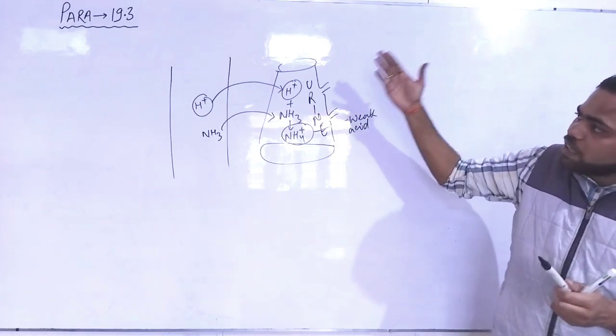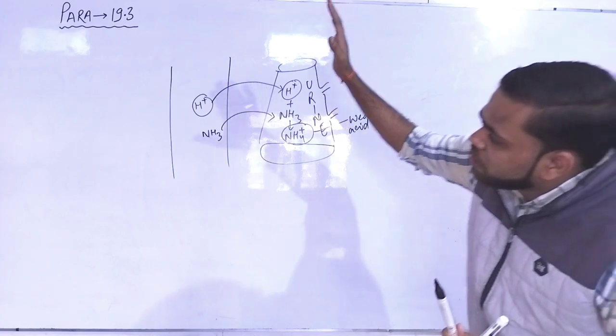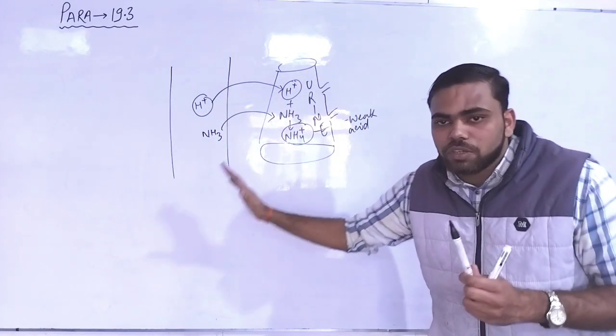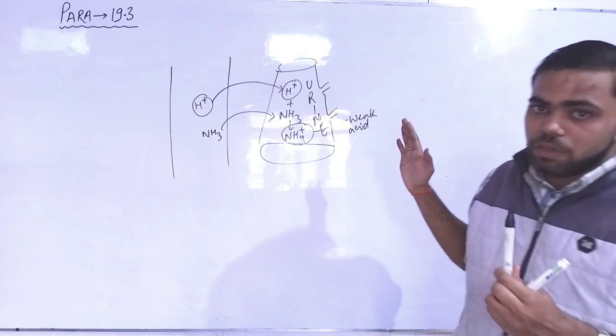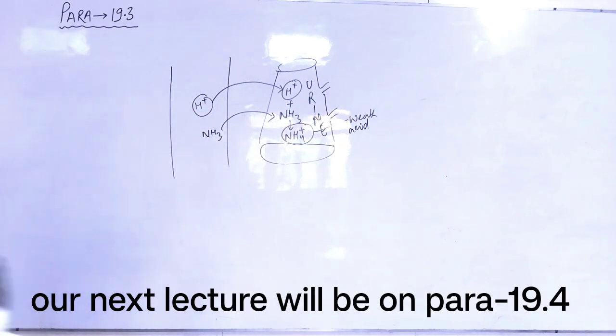अब बेटा ये इंटरफेस देखिए, पूरा का पूरा 19.3, PCT का function, DCT का function, collecting duct का function, loop of Henle का function, टोटल हमने कवर कर लिया. ओके, तो I hope these concepts are completely covered.